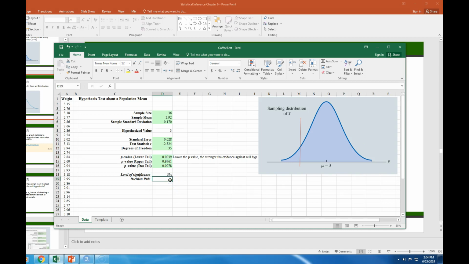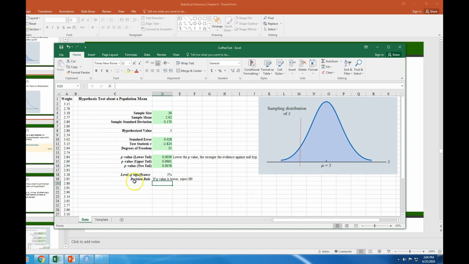In this case, the p-value is clearly lower than the level of significance. We reject H0. And again, even with this second method of setting a decision rule, we end up rejecting the null hypothesis, and we can say that the claim that the company makes is in fact incorrect.